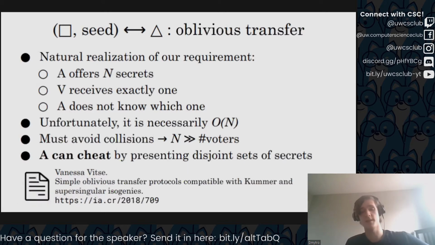Like the same secret, like all of the n secrets are actually one secret which maps to the voter. And the voter wouldn't be able to check that. So that just doesn't work at all.